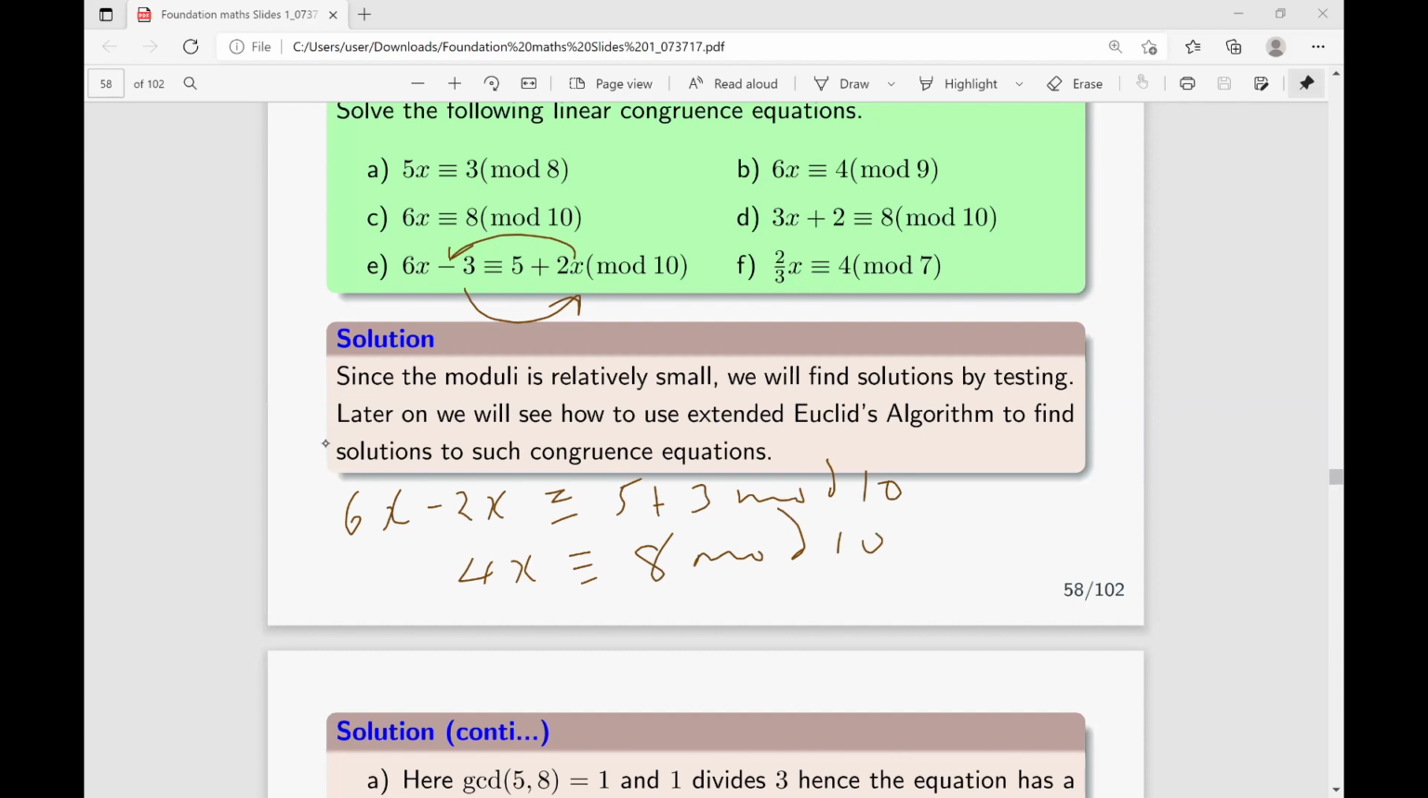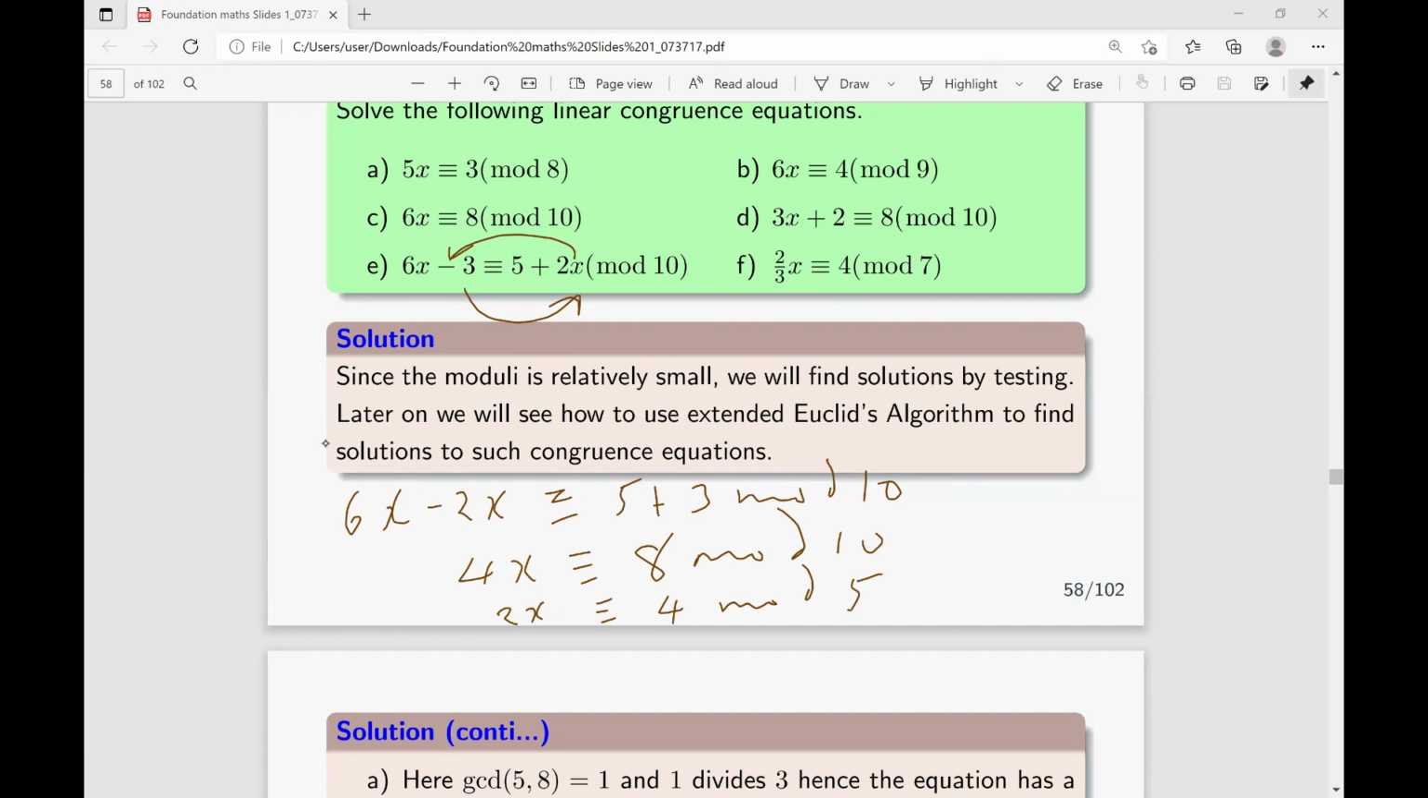Now, what you realize here is that all the numbers here have a common factor, 2. In this case, where all the numbers, including the moduli, have a common factor, you begin by dividing through by the common factor before you begin solving. So if I divide, this is the same as 2x is congruent to 4 mod 5.